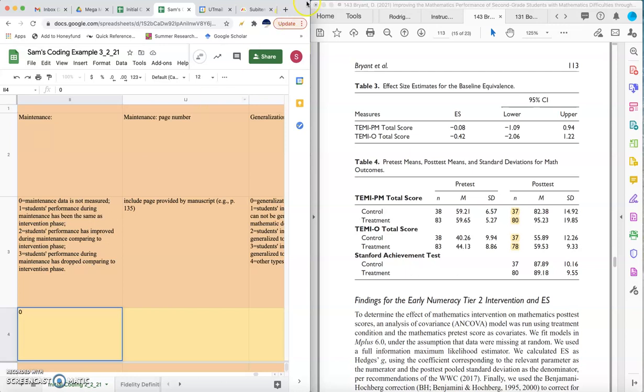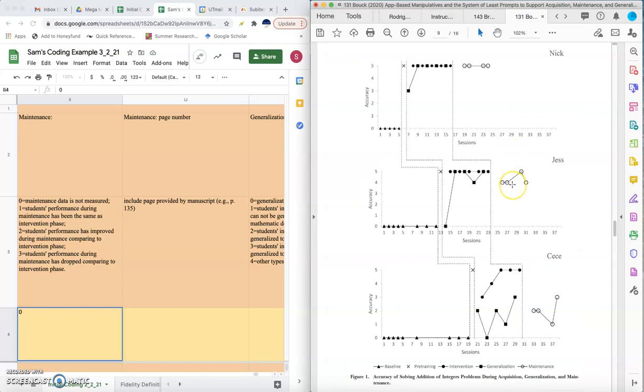And I want to show you real fast what this would look like for single case designs, because in single case designs, they do a much better job of always collecting that maintenance data. It's usually the third portion of the graph over here on the far right, and you can see it's measured here with the little open circles as maintenance data, versus the filled-in circles, which are the intervention itself. So I want to see, are the students doing as well, better, or worse during their maintenance compared to their intervention phase? So you can see Nick is doing just as well.